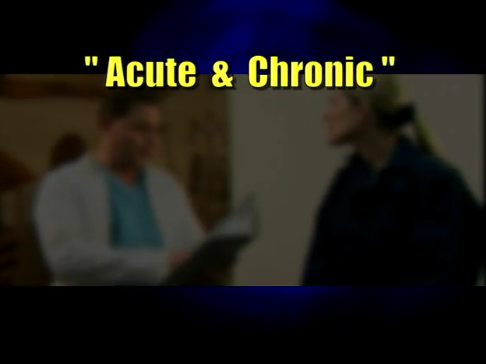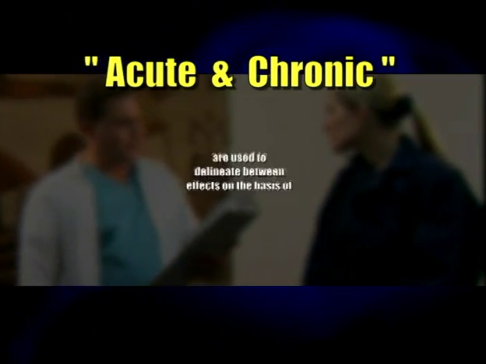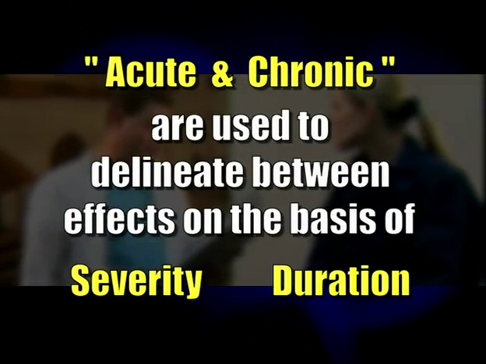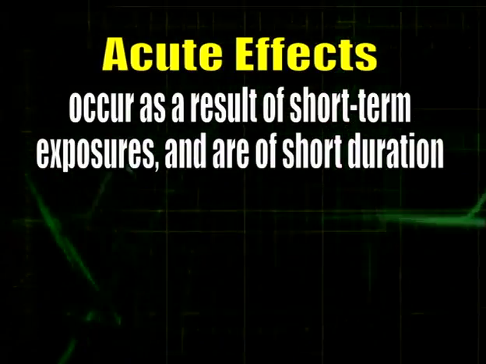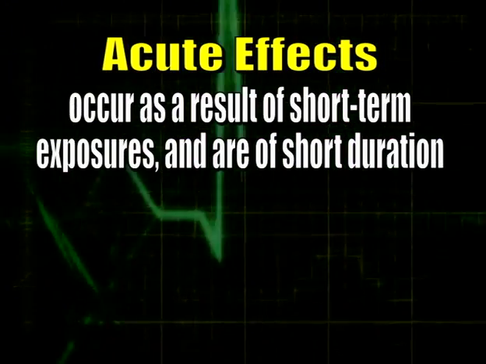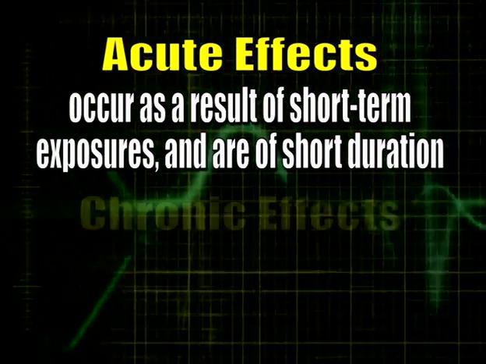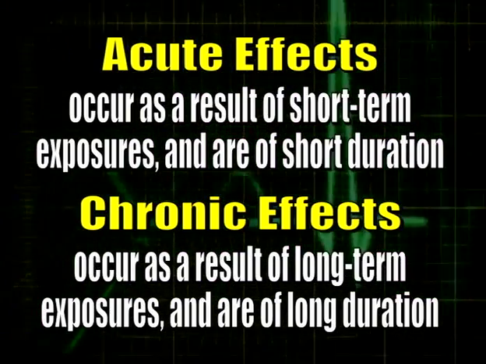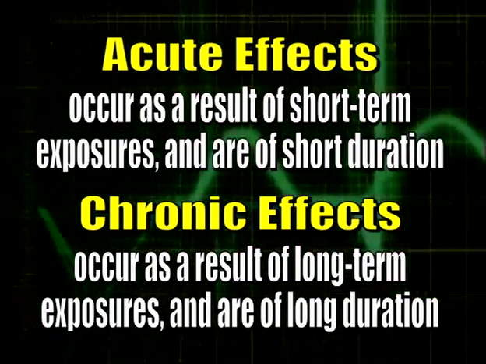Generally, the terms acute and chronic are used to delineate between effects on the basis of severity or duration. Acute effects usually occur rapidly as a result of short-term exposures and are of short duration. Chronic effects generally occur as a result of long-term exposure and are of long-term duration.